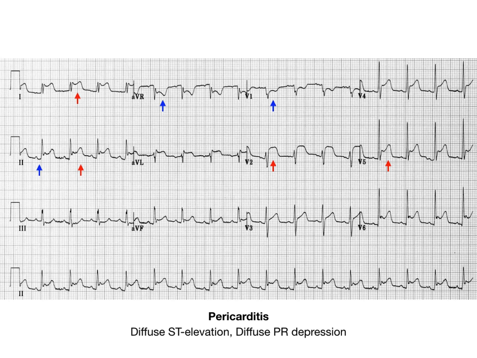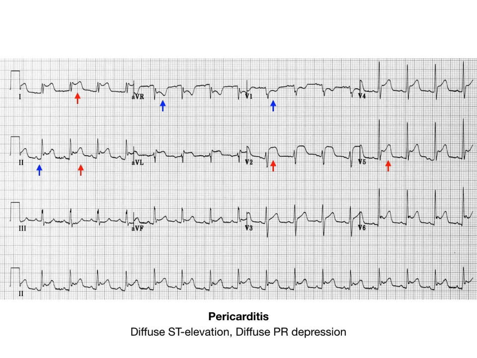So what I've shown you here is the blue arrows and the red arrows. And what the blue arrows are showing you are PR segment depression. Normally the PR segment should not be depressed under the line. It should not go in the negative direction. But look at the blue arrows. The PR segment's moving downward. So that is PR segment depression. The red arrows are showing you diffuse ST segment elevation.